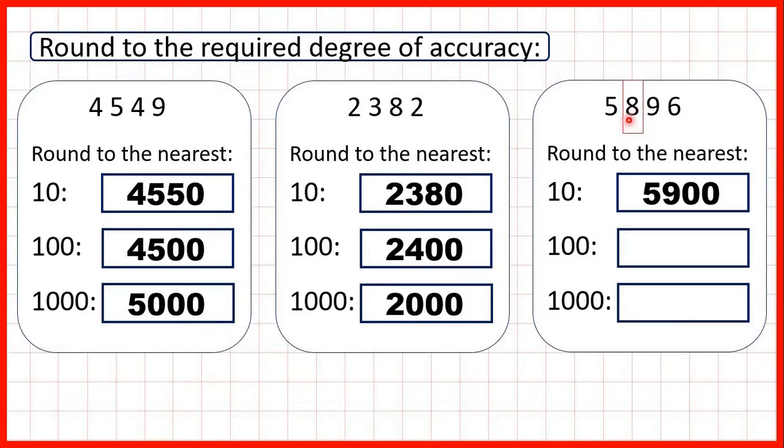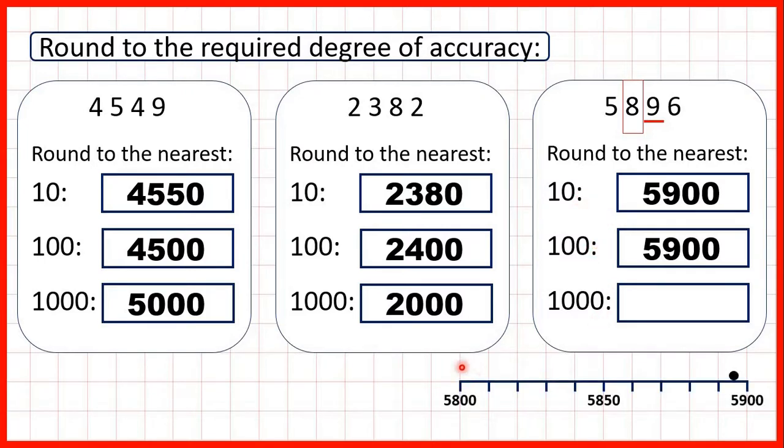We can find our hundreds digit, underline the digit to the right, and we can see that we're rounding up. So this 8 becomes a 9, which means we get 5,900. So we get the same answer rounding to the nearest 100 as we did rounding to the nearest 10. So sometimes we can round to different place values and get the same answer.